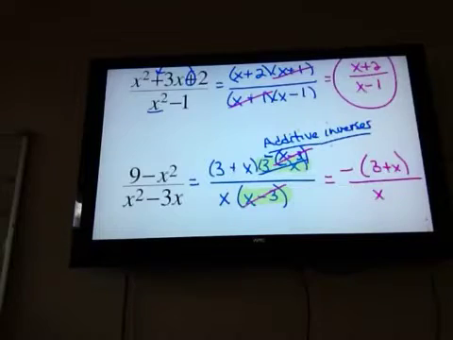What if it was x plus 3? Would it still be? Those aren't going to be inverses. The inverses have to be subtraction.